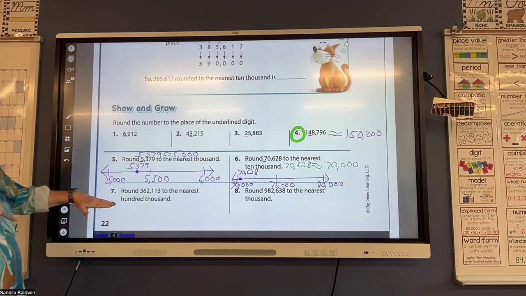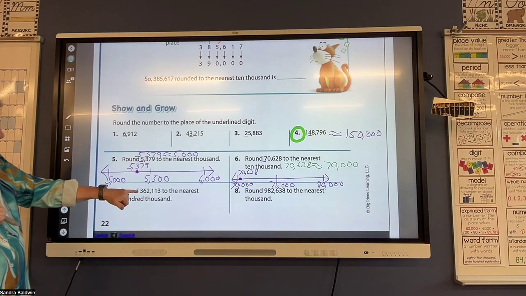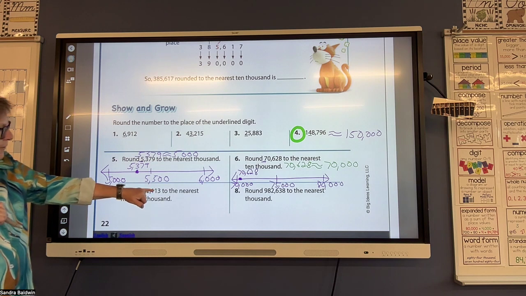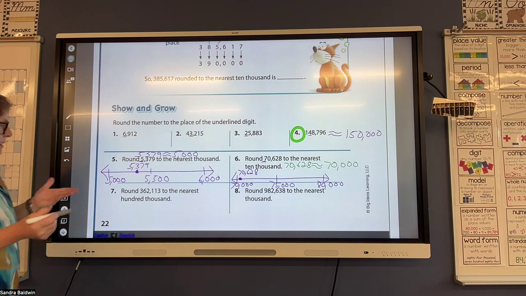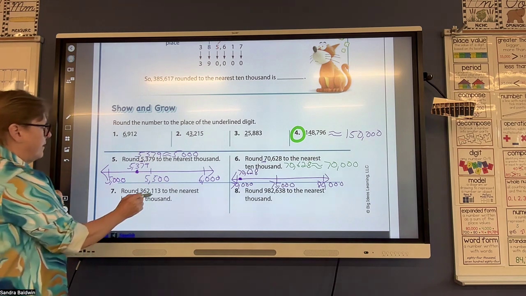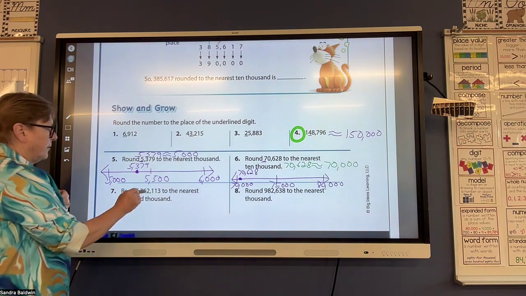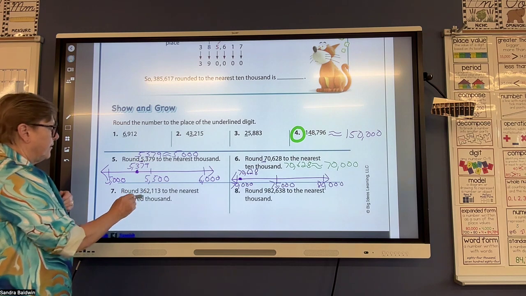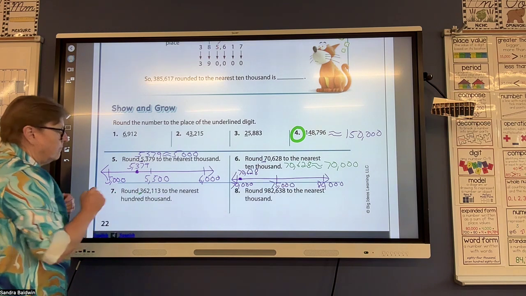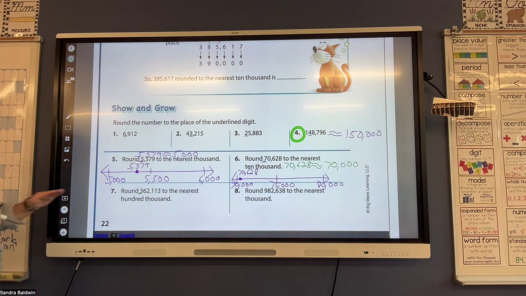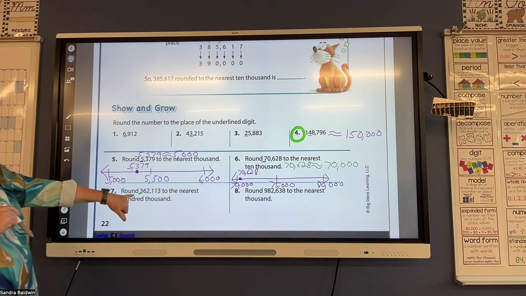On number 7, it says round 362,113 to the nearest 100,000. All right, what digit is that? Ones, tens, hundreds. That's the ones period, the thousands period, 1,000, 10,000, 100,000. That 3 represents the 100,000.